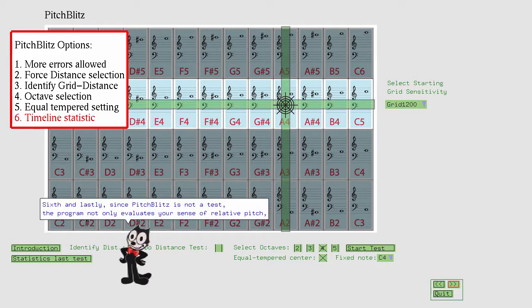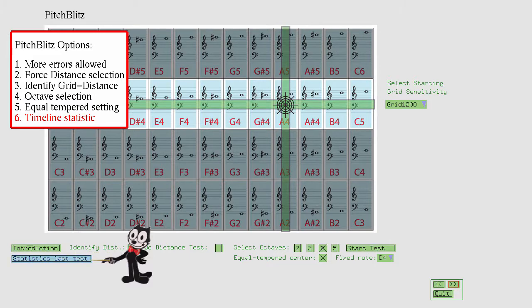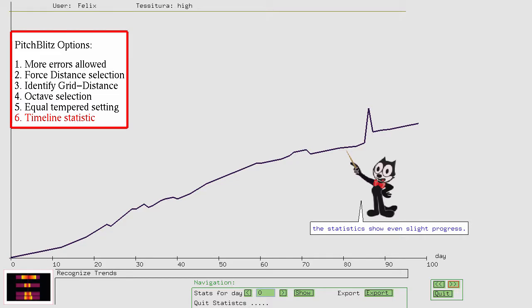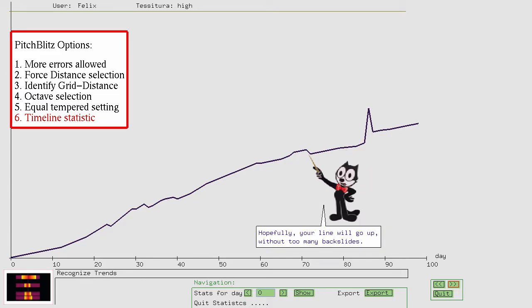Sixth and lastly, since Pitch Blitz is not a test, the program not only evaluates your sense of relative pitch, but also contains a timeline, so you can better observe your progress. The timeline displays the pitch grid test scores for the last 100 training days. Since the scores take into account not only the number of errors, but also how many octaves you have selected, and the maximum time used, the statistics show even slight progress. Hopefully, your line will go up, without too many backslides.